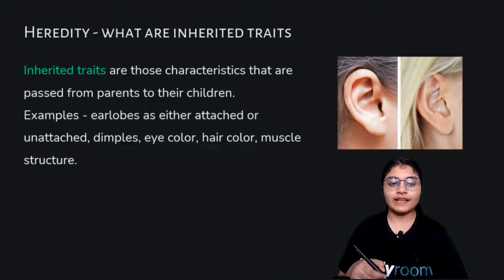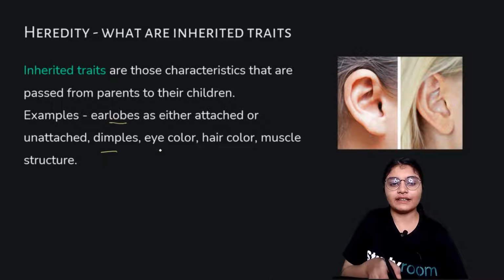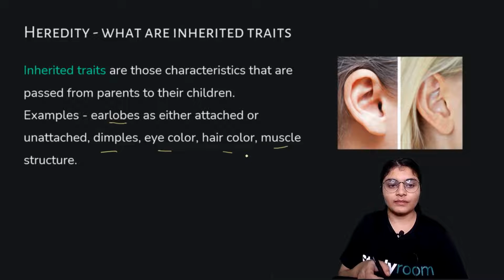For example, we have earlobes that are either attached or unattached. We have dimples, eye color, hair color, muscle structure. These are the general characteristics that we find which are inherited generation by generation. Here you can see in the picture, this earlobe is attached and this is unattached. These are the variations of the earlobe that are found in the human population, right?